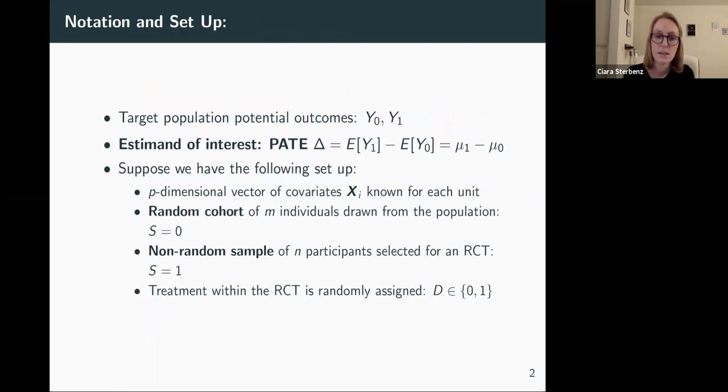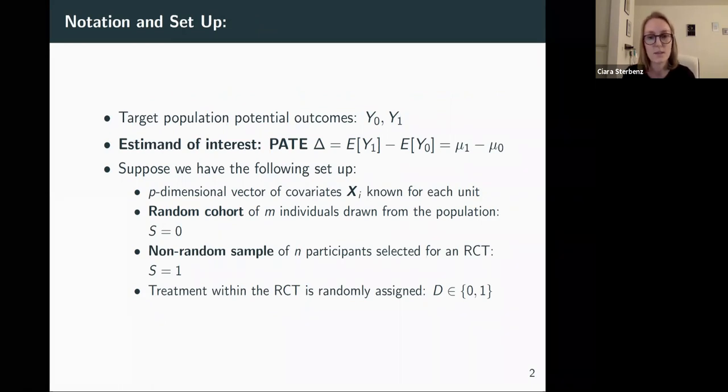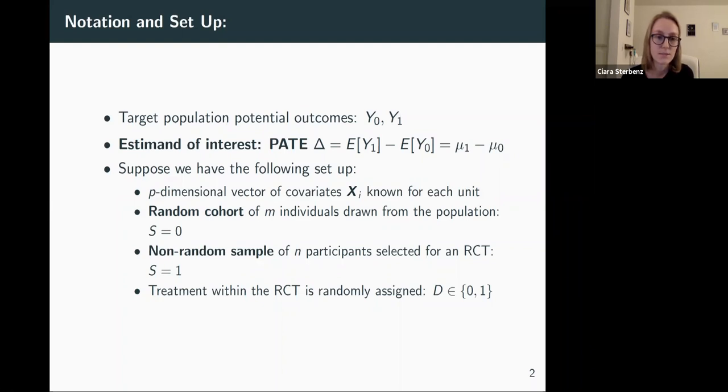So the basic setup here is that we're looking at potential outcomes. Y0 is the outcome under control, Y1 is the outcome under treatment, and the central estimate of interest in this paper is the population average treatment effect, the PATE. So that's just the average difference in those outcomes at the population level.